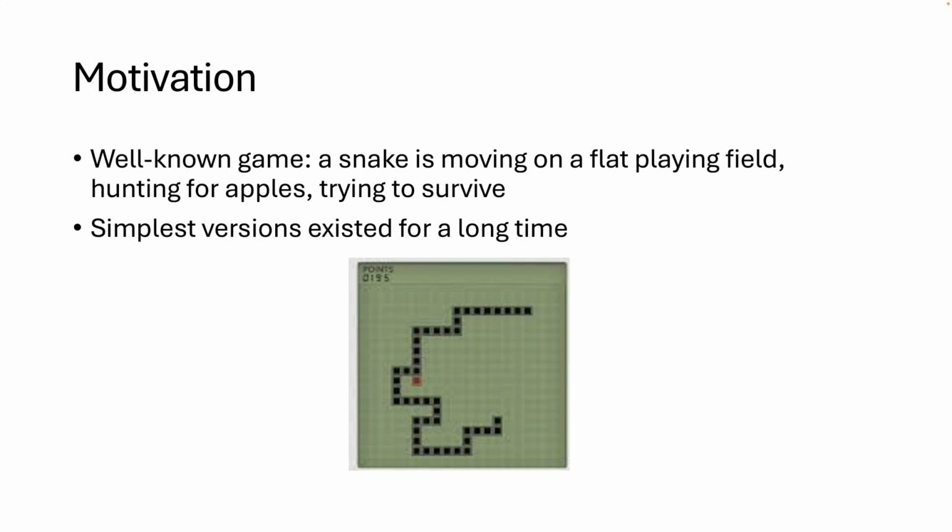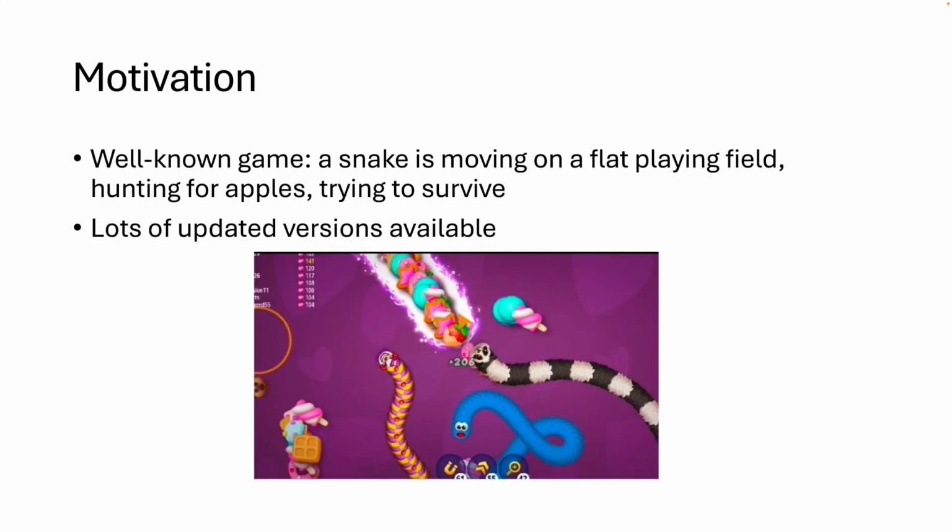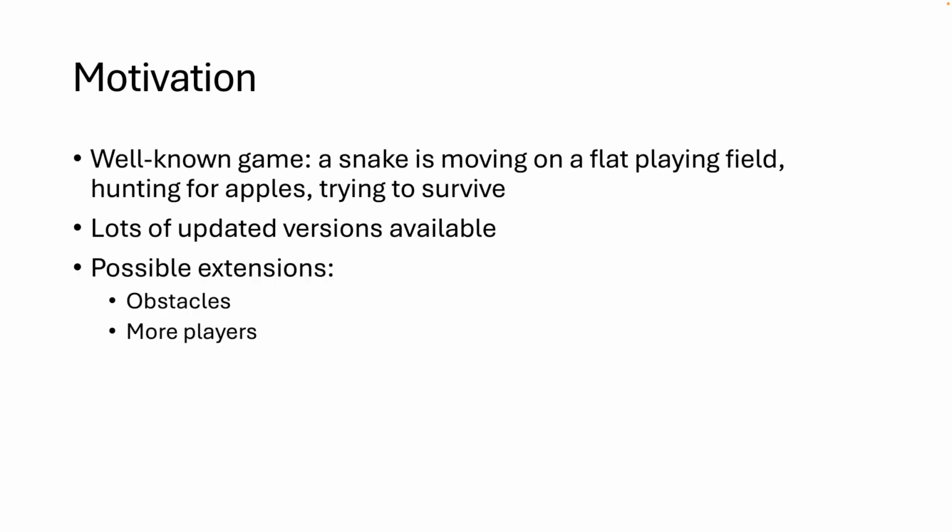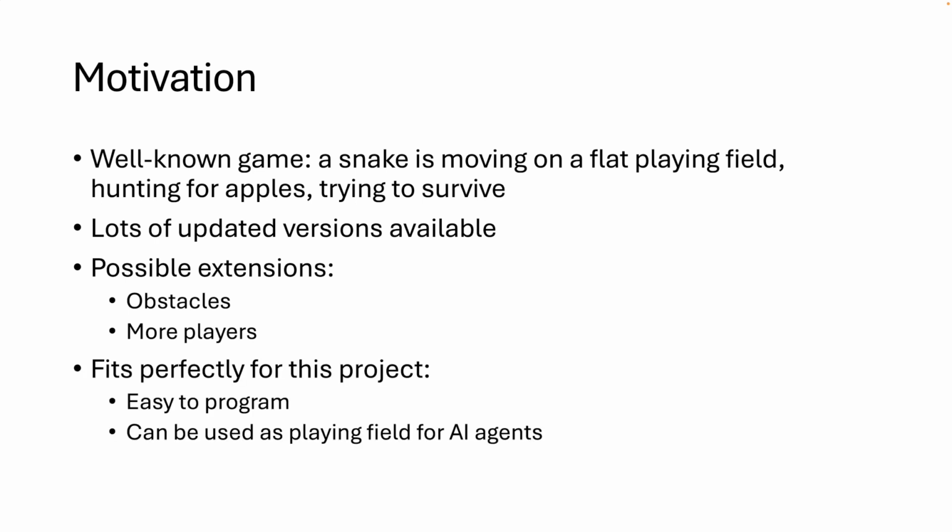So, as the name suggests, the game is well known. It is about a snake which is moving on a flat playing field, hunting for apples, trying to survive. The simplest version of this game existed for a long time, and lots of updated versions are currently available. Possible extensions of this game are that you can introduce some obstacles, kinds of walls, or you can make it possible for more players to play this game simultaneously. This game fits perfectly in this project since it is easy to program and can be used as a playing field for artificial intelligent agents. So I decided to work with this idea.